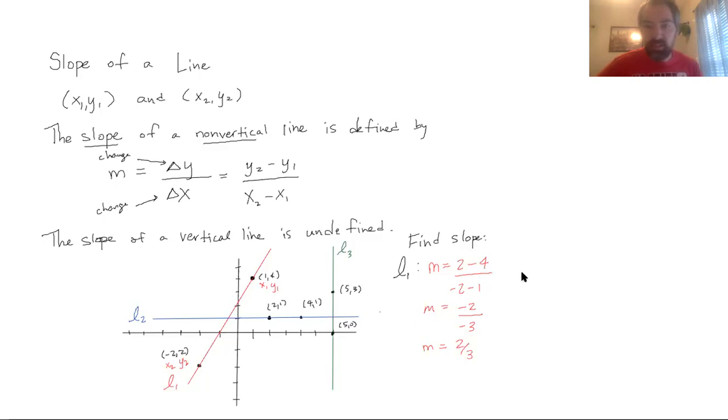All right, that is line 1. What about the slope for line 2? For this one, I also have 2 points labeled. Now, the 2 points may not necessarily be given to you, but you can look on this line and identify 2 points. That's all you need, is 2 points to determine the slope. All right, so our 2 points here.